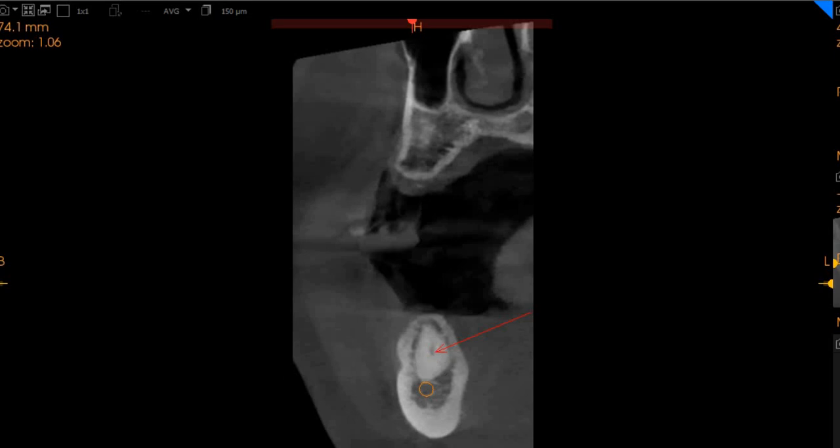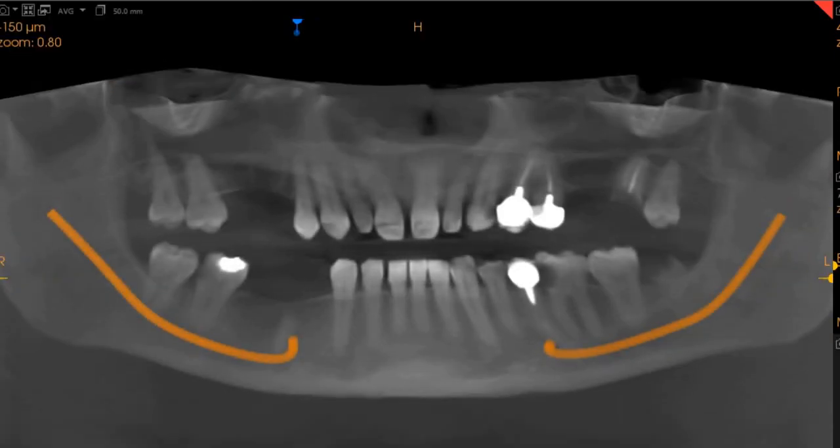So 2 implants can be placed in the region of the lower right, for 4 and 6, and these are how the implants look. An implant supported prosthesis can be easily placed here.